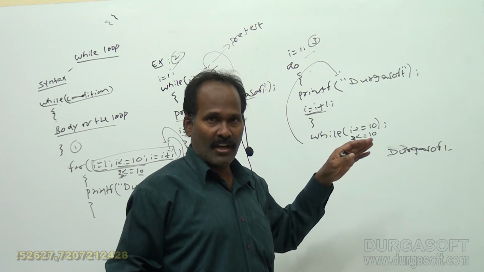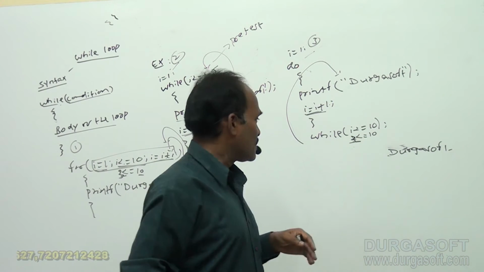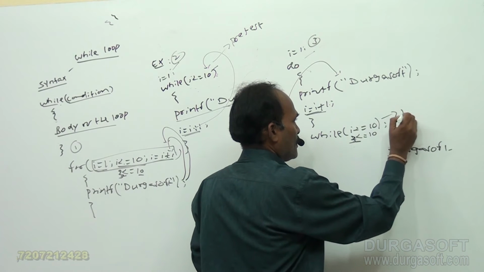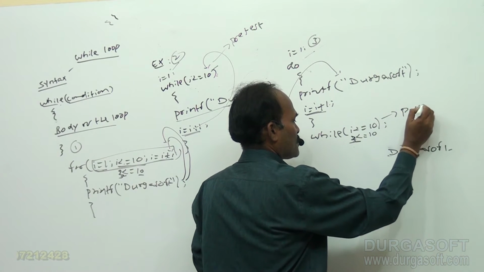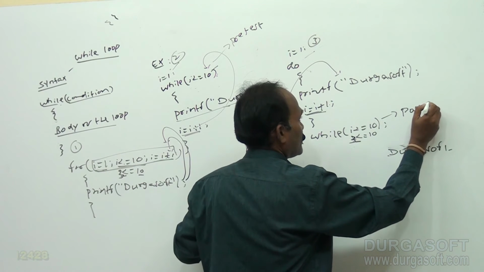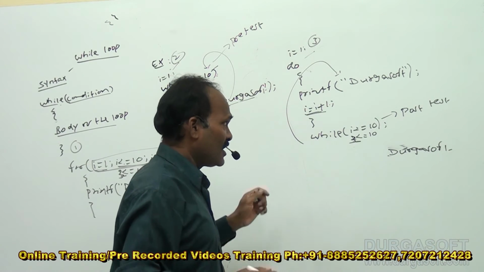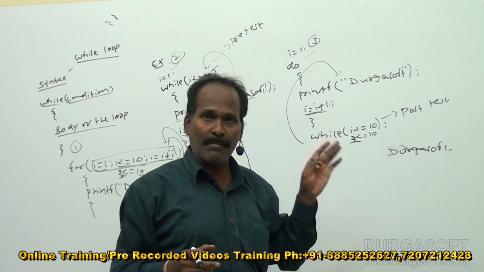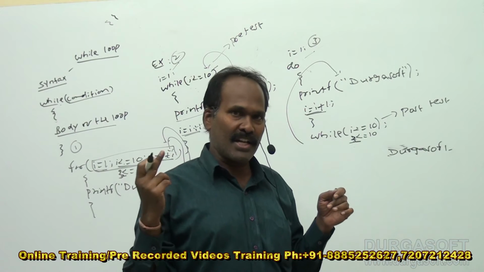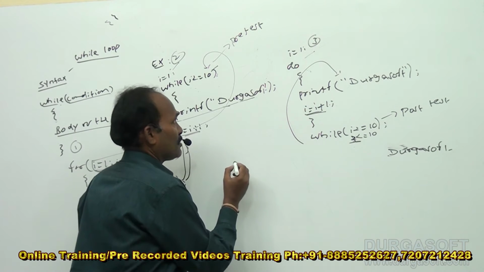As we write the condition at the bottom of the body of the loop, at the ending of the do while loop, this is called post condition, post check. So this is pre-test, and this is post-test. Post-test means even if the condition is false, the body of the loop will be executed at least one time.